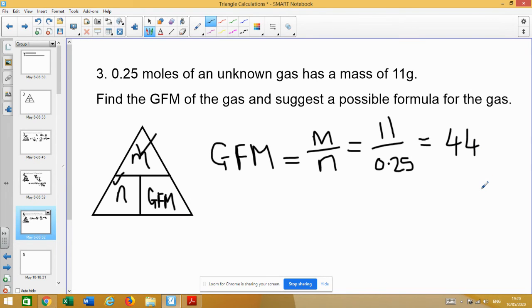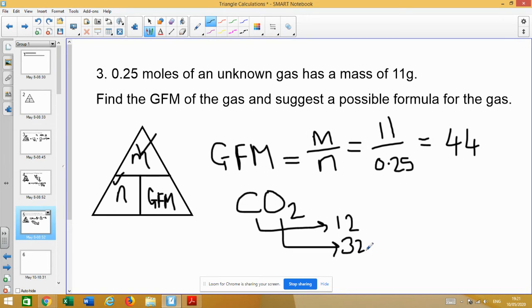Now, when it asks you a question like this and it's a possible formula for the gas, a good way to do it is to think about common gases you know. So for example, oxygen, we've just done in a previous example, GFM of oxygen is 32 grams. The next gas I would automatically think of is carbon dioxide. Carbon dioxide, let's check that one, CO2. So it's got 1 carbon, which is 12, and it's got 2 oxygens at 16 each, so that's 32, and altogether we've got 44.